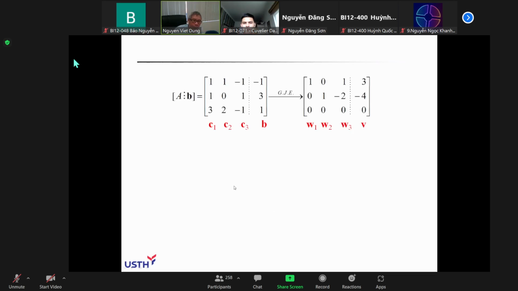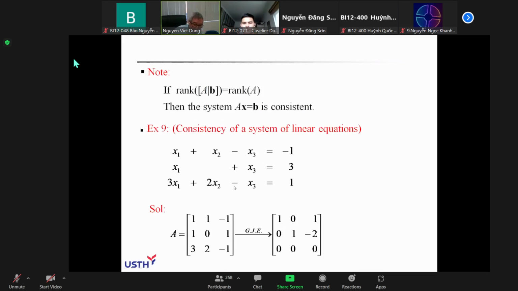Then, because of that, you will see the rank of A. The rank of A equals the number of non-zero rows of that thing. And that has two non-zero rows. So the rank of A equals 2.